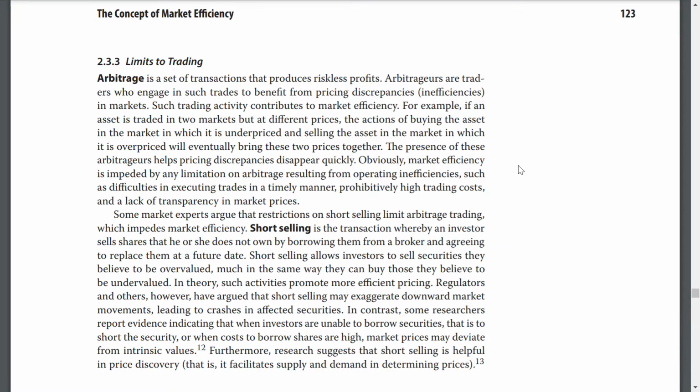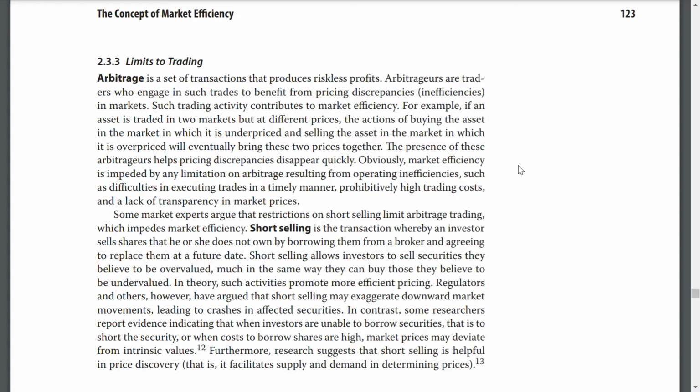Arbitrageurs are traders who engage in such trades to benefit from price discrepancies or inefficiencies in markets. Such trading contributes to market efficiency. For example, if an asset is traded in two markets but at different prices, the action of buying the asset in the market in which it is underpriced and selling it in the market in which it is overpriced will eventually bring the two prices together.